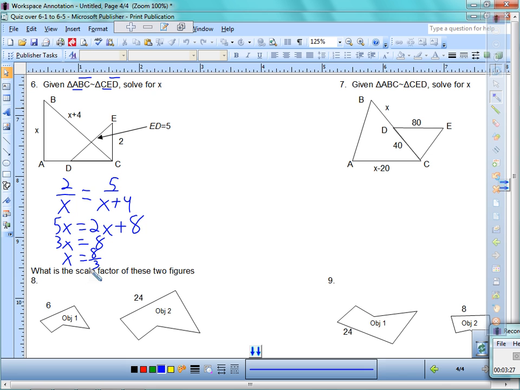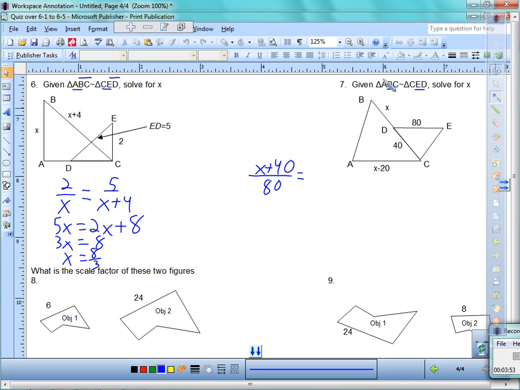Question number 7, I think that is a little bit more important to look at that similarity statement. We don't have an AB, but we do have a BC. And we know BC is similar to ED. BC, from here all the way to here, is x plus 40. So, x plus 40. And we know that that is similar to ED, and we know ED to be 80.